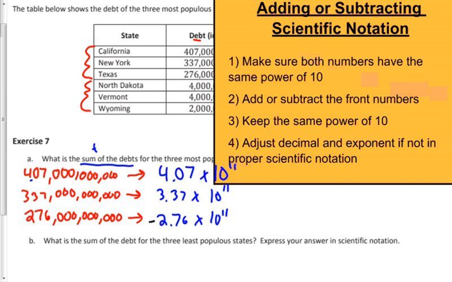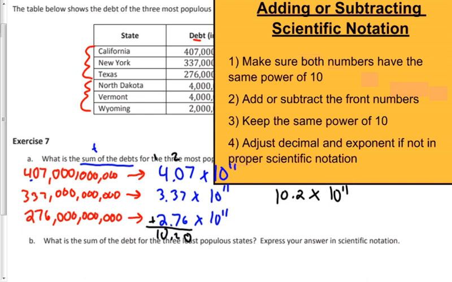So if I add these front numbers, I get 20, carry the 2, 12, carry the 1, 10. So I end up with 10.2 or 10.20. Now it says keep the power of 10. So we're going to keep it as times 10 to the 11th power. We don't have to do anything with those powers.